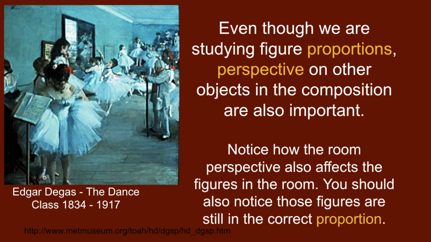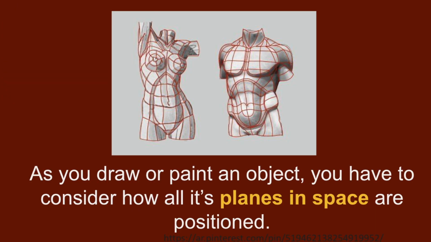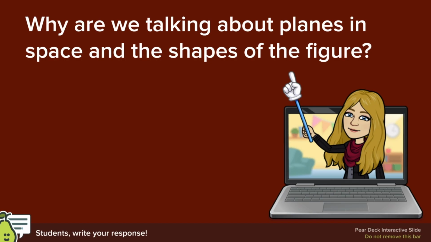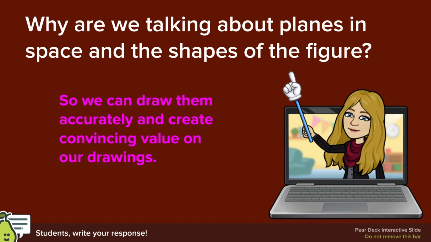This is a Degas. It's actually from ballerinas doing their rehearsal. Again, you want to think about the planes in space. So here you can see a male and female torso, and they have started to add value, but they also broke it up in terms of how the planes shift in space. Now I'm wondering if you can figure out why I was talking about planes in space and the shapes in the figure. If you were thinking to yourself it's so we can draw them more accurately and create convincing value in our drawings, you are correct.